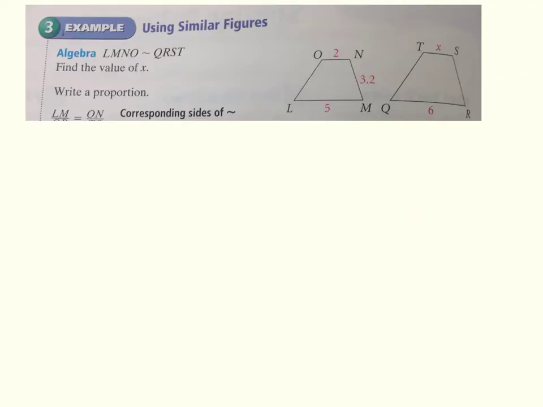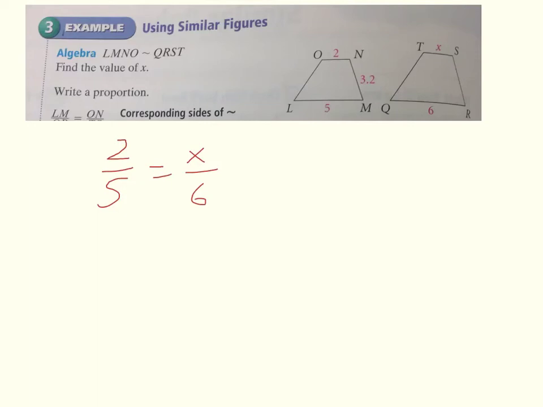Example number 3 tells us the two quadrilaterals are similar. LMNO is similar to QRST, and asks us to find the value of x. Well, of course, to do that, we're going to set up a proportion. All right, the top, ON, over the bottom, LM, has to equal x over 6.